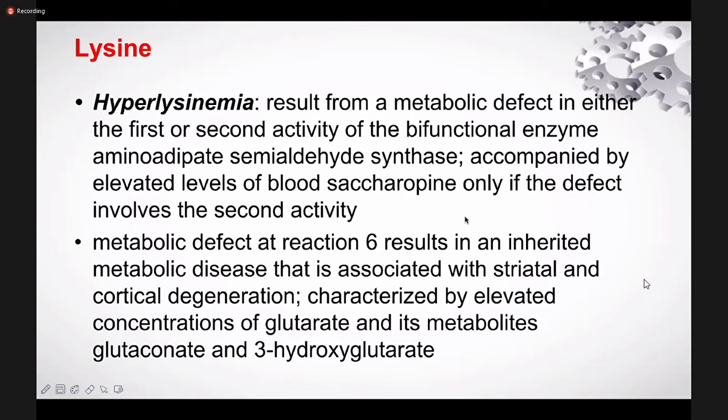Metabolic defects at reaction 6 result in an inherited metabolic disease that is associated with striatal and cortical degeneration. There are elevated concentrations of glutarate and its metabolites, glutaconate and 3-hydroxyglutarate, because it cannot proceed further in catabolism. So there is a build-up of the metabolites prior to the defect in reaction 6.